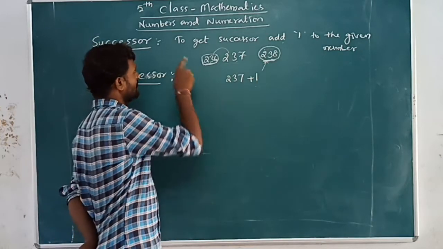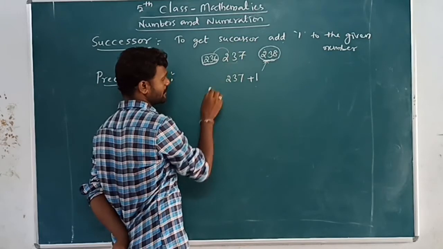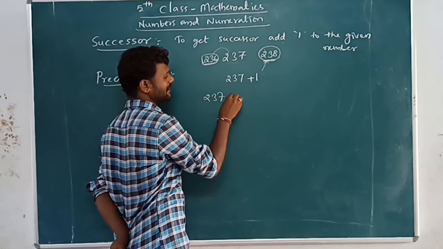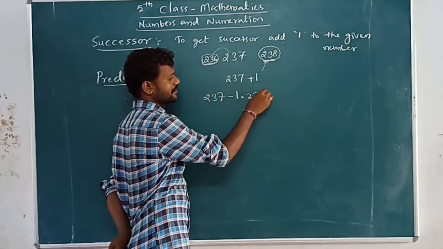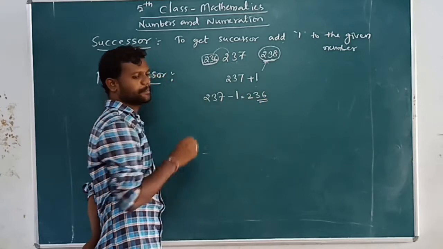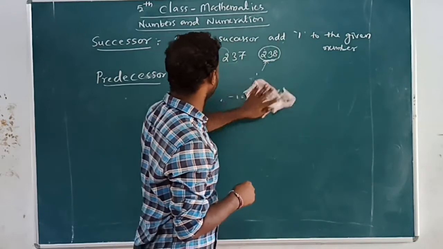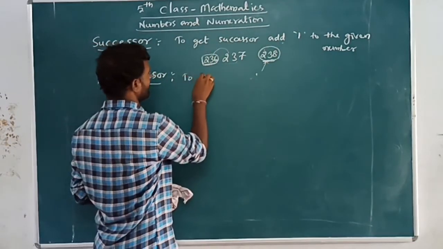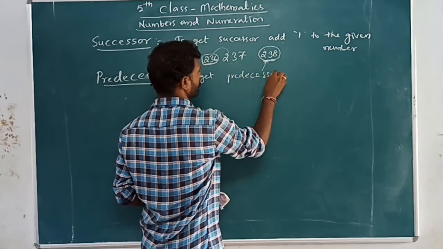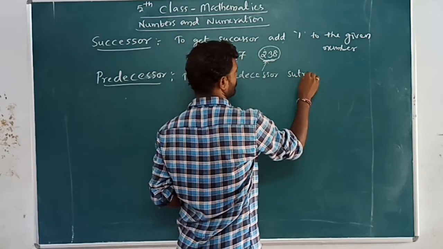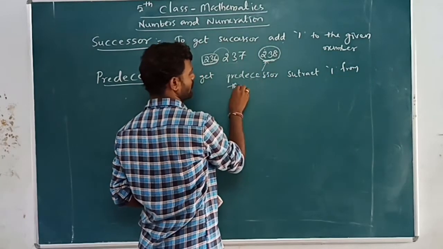How do we get it? I said by adding 1 we get the next number, that is, the successor. By subtracting 1, for example 237 minus 1, what will you get? From 237 if you subtract 1, you will get 236. This 236 is nothing but the predecessor of that number. So to get a predecessor, what do we have to do? Subtract 1 from the given number.